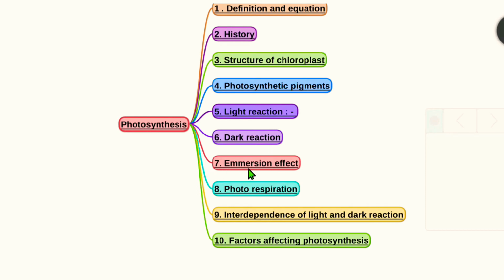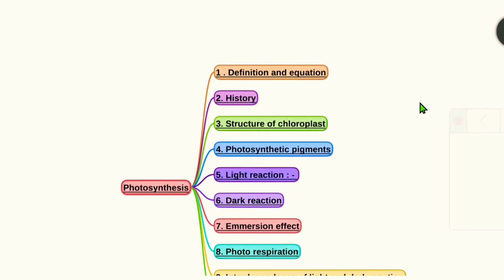And the seventh one is a new concept, the immersion effect. The eighth one is photorespiration. The ninth one is the interdependence of the light and dark reaction. And the last one is factors affecting photosynthesis. In this point there are two factors: external factors and internal factors. So we'll start from the definition and the equation.